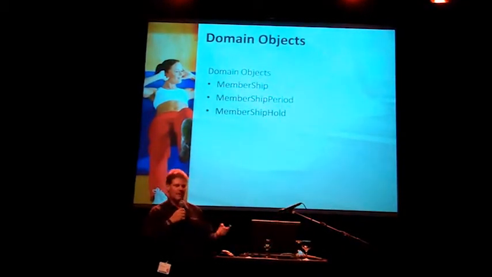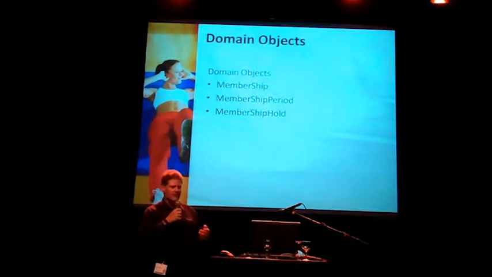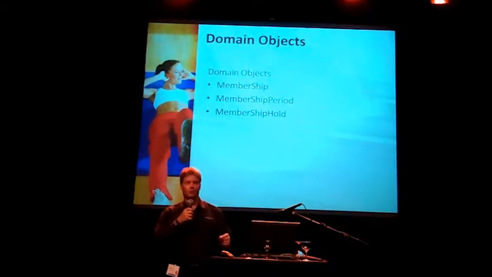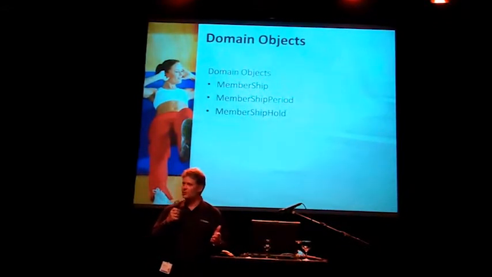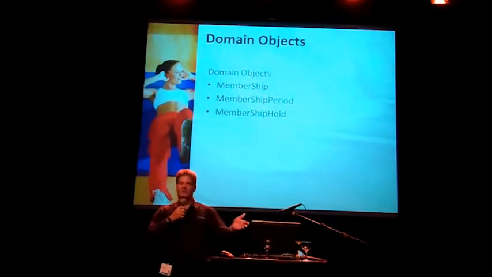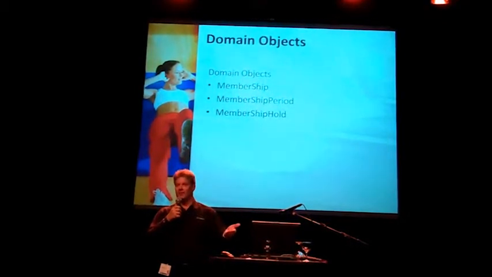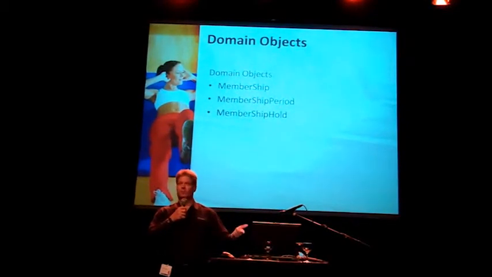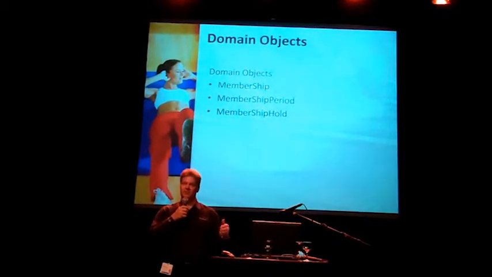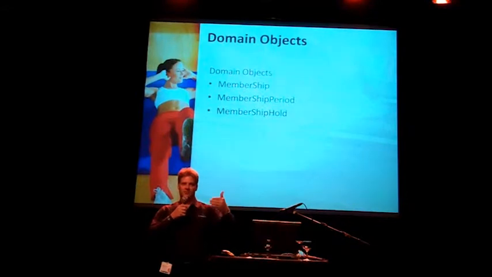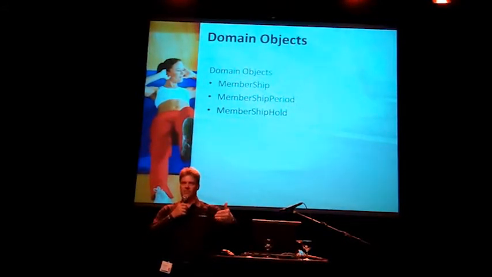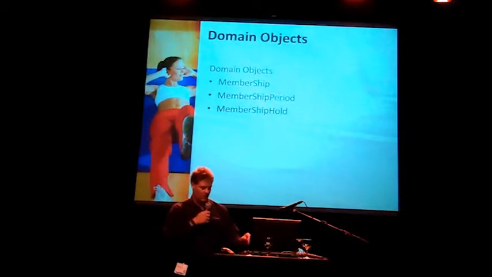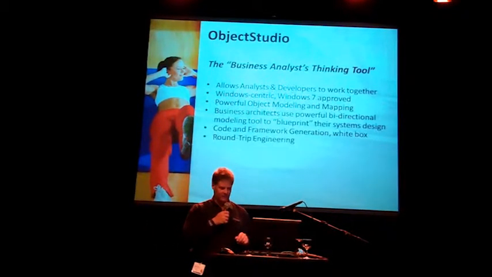Some more domain objects: membership. Here's a couple more: membership period and membership hold. Remember I said details are really important. One of the things that we learned was that if a member goes, say, on holiday for a month, they can put their membership on hold. And this is an important piece that we need to reflect in the system to be able to move out their termination date for their membership by a month if they put their membership on hold. So we need all those details.